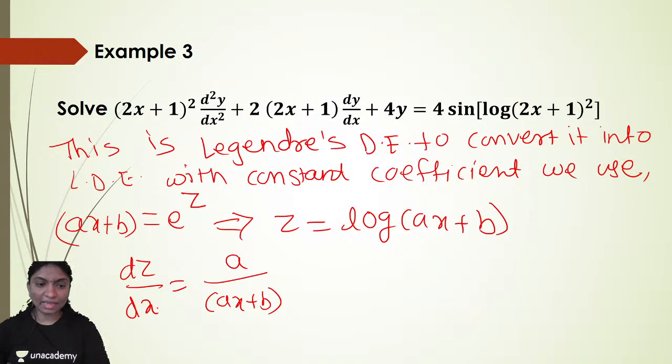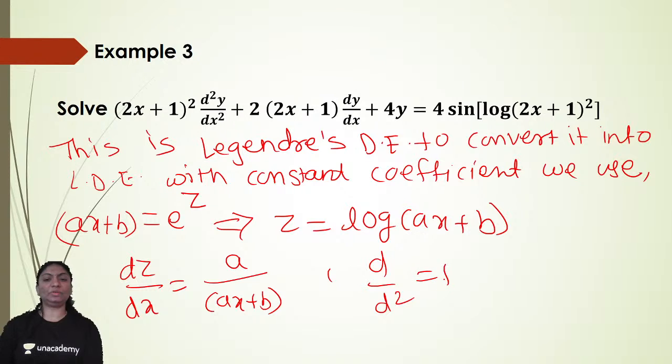So dz by dx is equal to a upon ax plus b. Okay, and we will use the differential operator, that is d by dz is equal to capital D. Now this is the mandatory thing you have to write in any Legendre's differential equation. After that, the given Legendre's differential equation gets converted into a linear differential equation with constant coefficient.